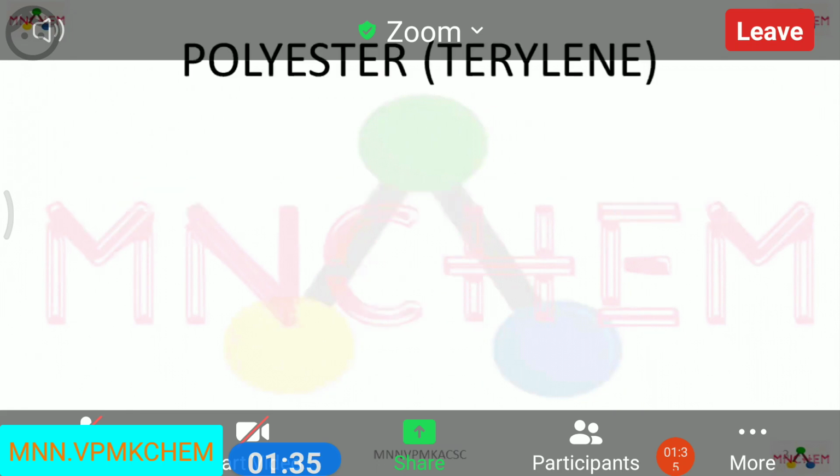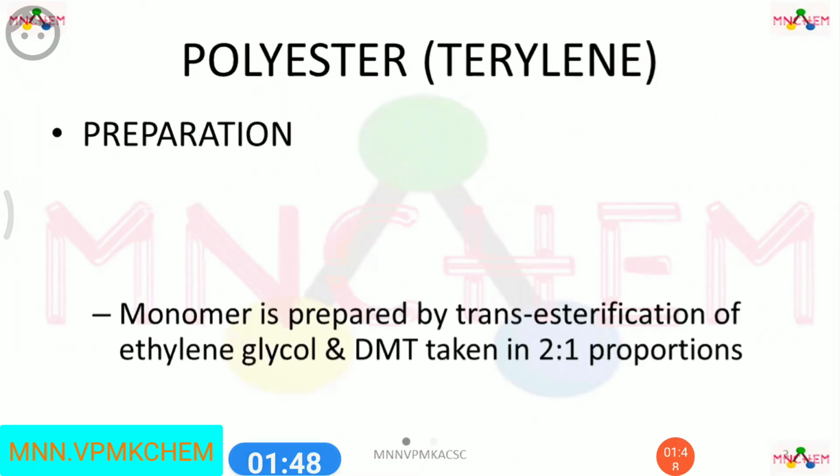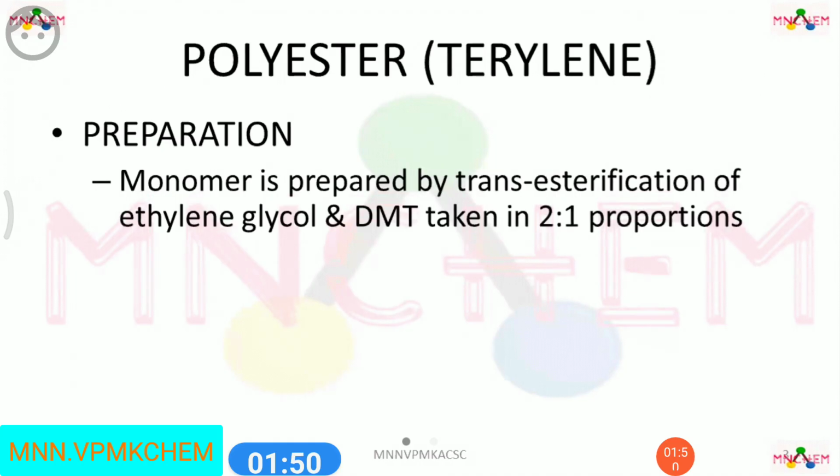Now let's begin with the first condensation polymer, polyester. The example which we are going to take here is terylene. First is the preparation. The monomer is prepared by transesterification of ethylene glycol and dimethyl terephthalate. Both of these are taken in 2:1 proportion.